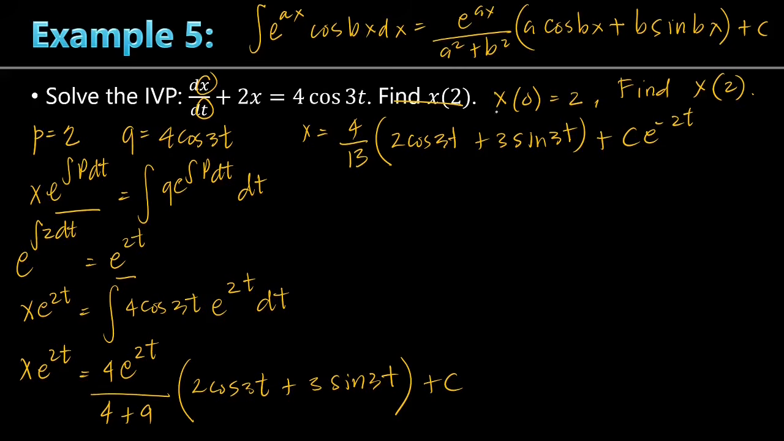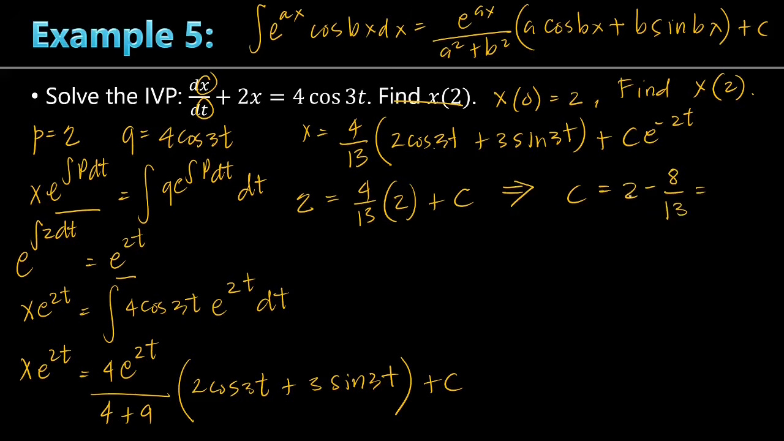But the problem says x of 0 is 2. That means that when t is 0, x is 2. So I replace this x with 2 and all the t's here with 0. This will not become 0: 4 over 13 times 2, because cosine of 0 is 1, and 2 times 1 is 2. This term will become 0. Plus e to the 0 is 1, so c. From this, we can solve for c, which is 2 minus 8 over 13.